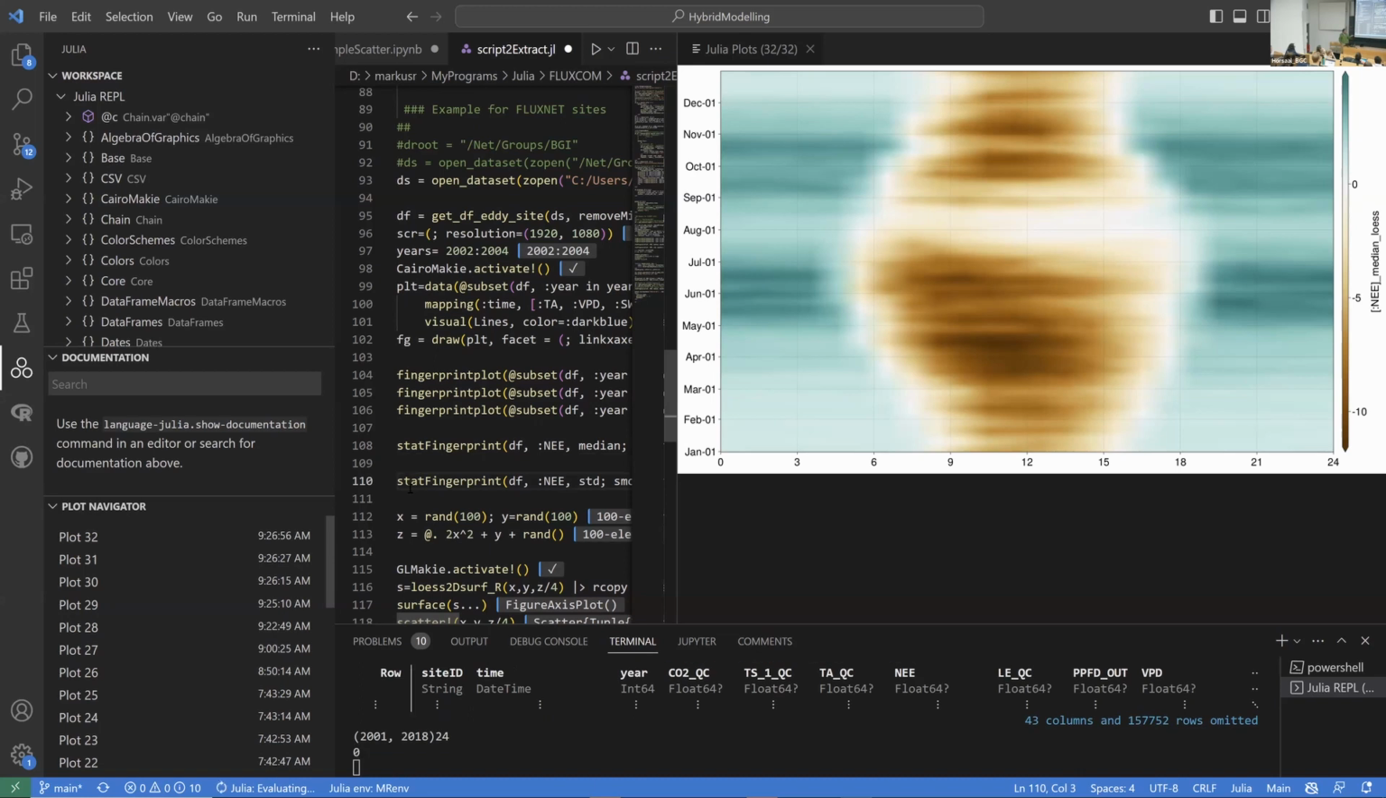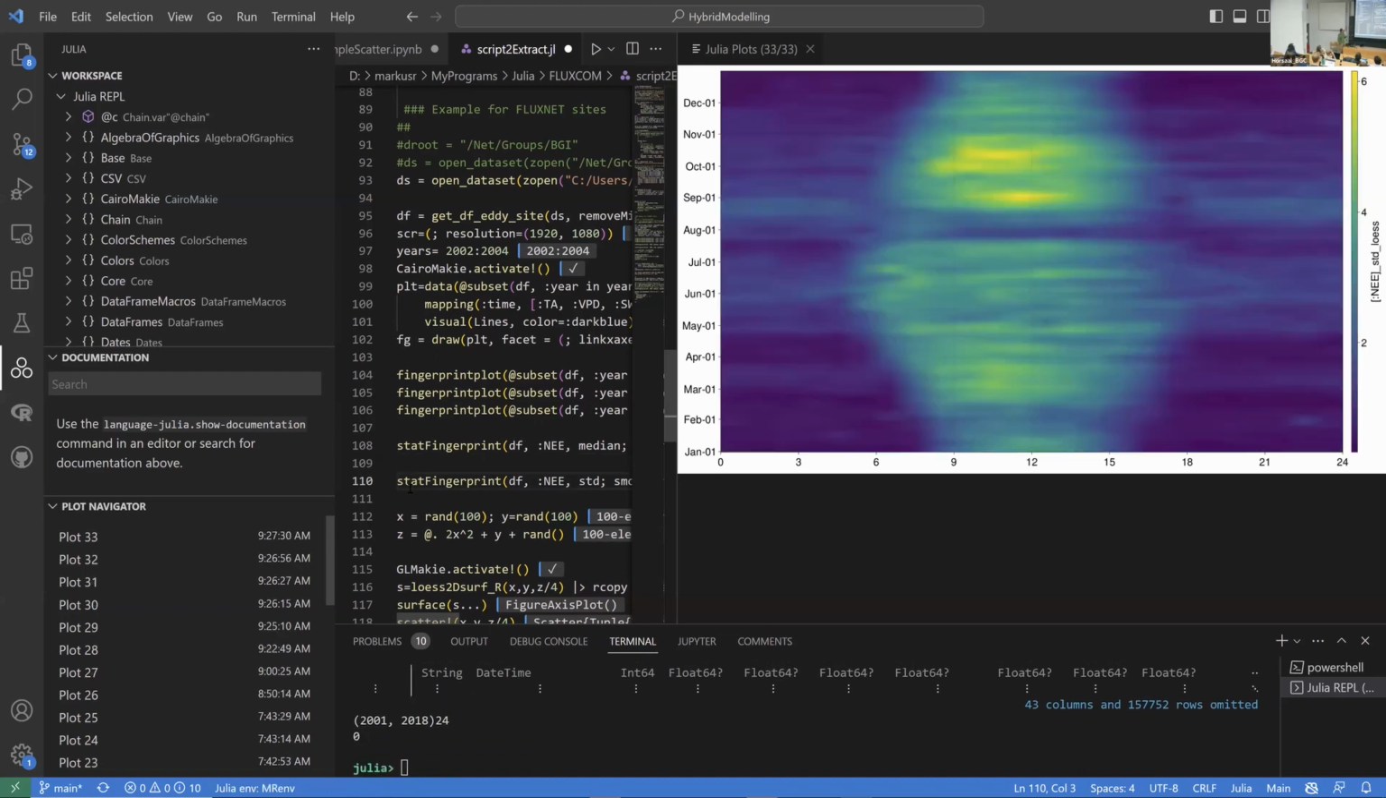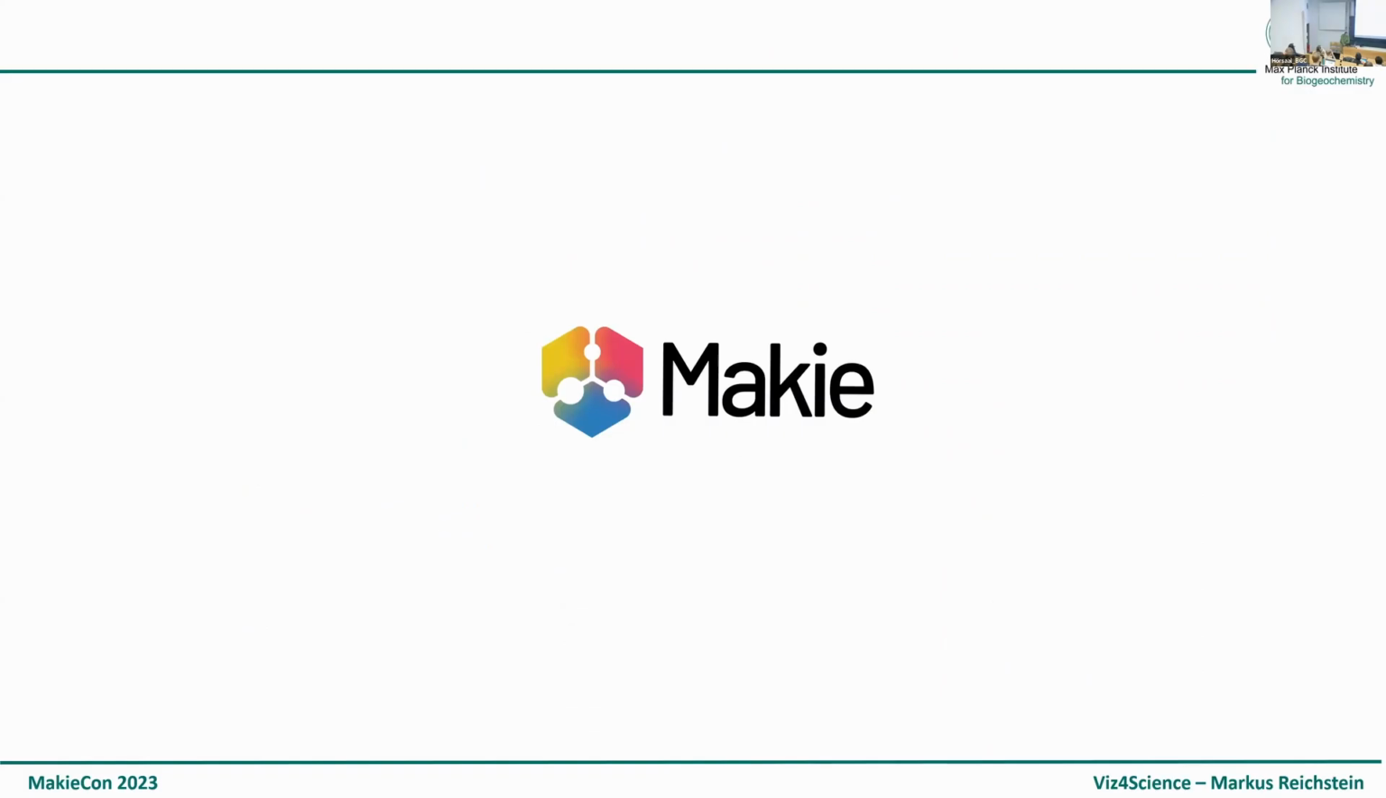Or here, then I can calculate this, which is basically the standard deviation of each half hour flux across the years. And so here we actually see the pattern is a bit different. It does not just scale with the mean, but we have a lot more variability in autumn, because probably it depends on when the rain is coming back and so on. So this was my short excursion into this.